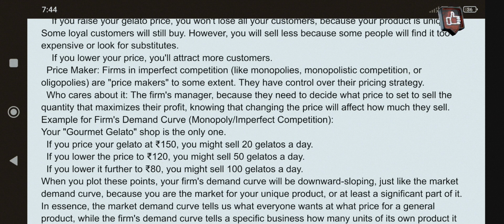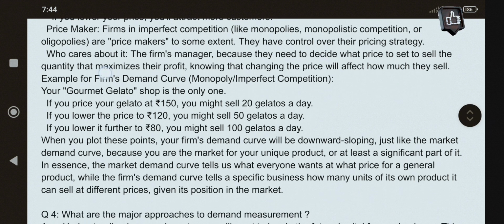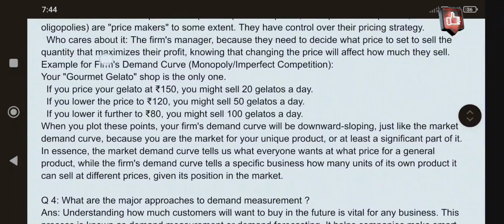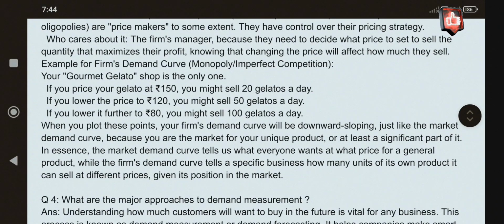If you lower the price to 120 rupees, you might sell 50 gelatos a day. If you lower it further to 80 rupees, you might sell 100 gelatos a day. When you plot these points, your firm's demand curve will be downward sloping, just like the market demand curve, because you are the market for your unique product, or at least a significant part of it.